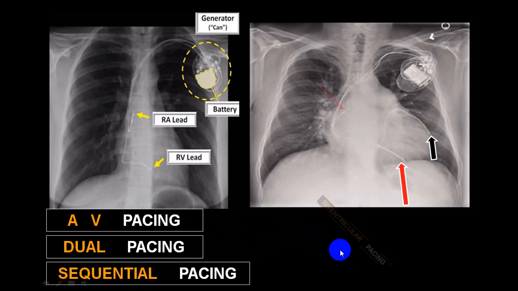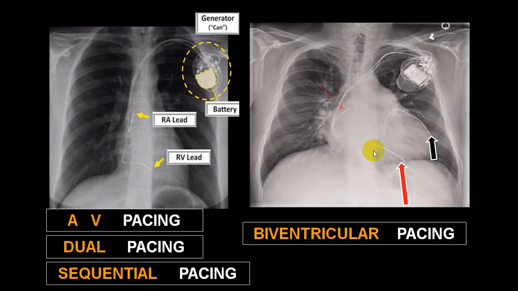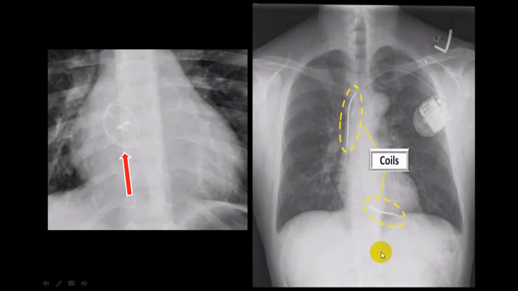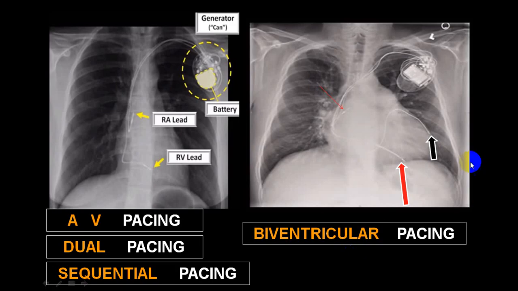If you look here, this is one in the right ventricle, this is in the left ventricle. So right ventricular and left ventricular pacing. And also if you see here, this is atrial pacing. So this is a triple chamber pacing. But both ventricles are paced, so usually we use the word biventricular pacing. And this is done very frequently in CRT. Very commonly done in CRT.